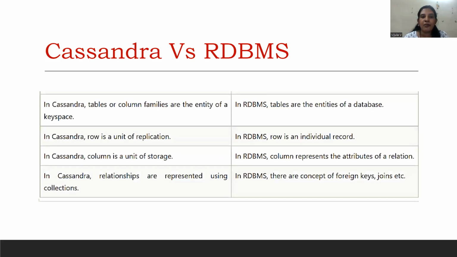In Cassandra, tables or column families are the entities of a keyspace. In RDBMS, tables are the entities of a database. In Cassandra, a row is a unit of replication, but in RDBMS, a row is an individual row. In Cassandra, a column is taken as a unit of storage. In RDBMS, a column represents the attributes of a relation. In Cassandra, the relationships are represented using collections. In RDBMS, there are concepts of foreign keys, joins, etc.